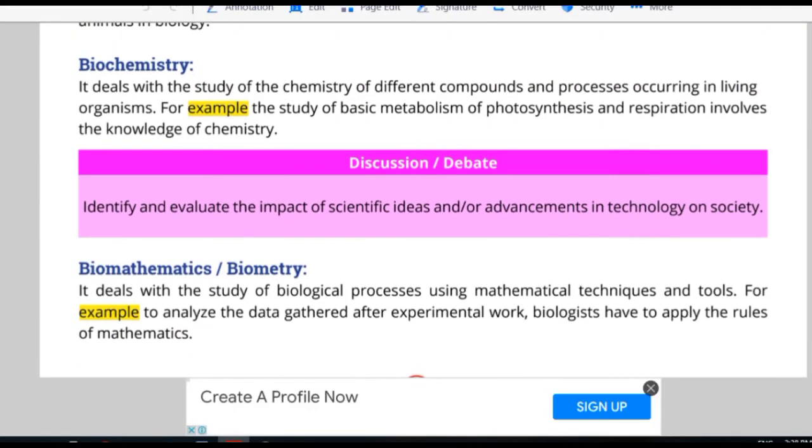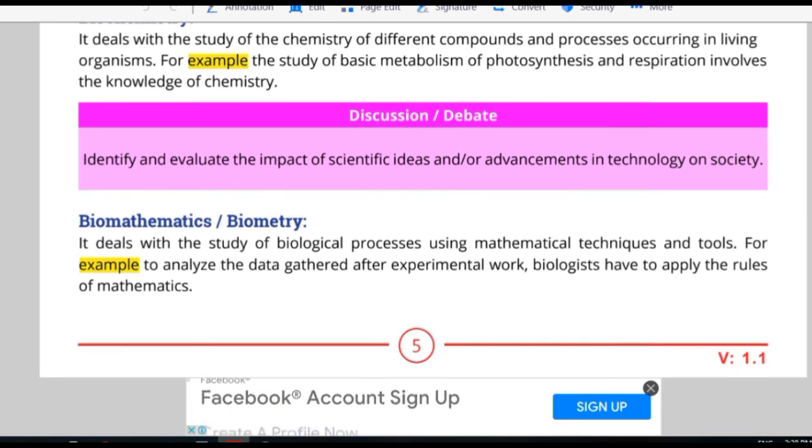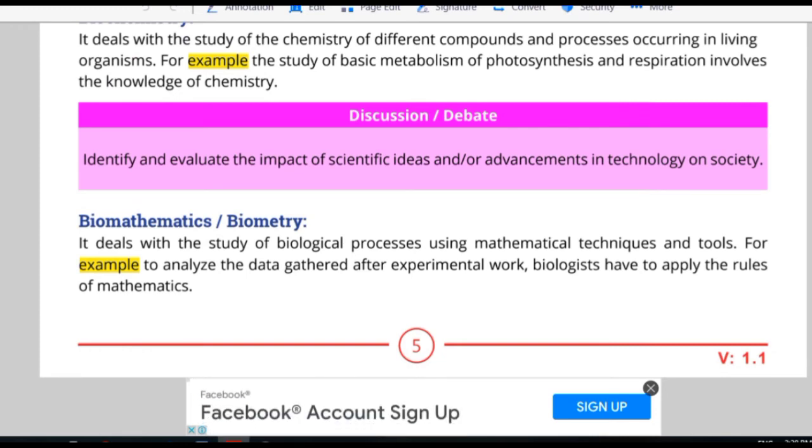Okay. Then we have biomathematics. The next relationship we are going to explain is bio and mathematics. It deals with the study of the biological processes using the mathematical techniques and tools. For example, to analyze the data gathered after experimental work, biologists have to apply the rules of mathematics. Okay, here I have highlighted the examples to show that you should give examples a separate heading and then write them out. Avoid writing them directly in paragraph form.